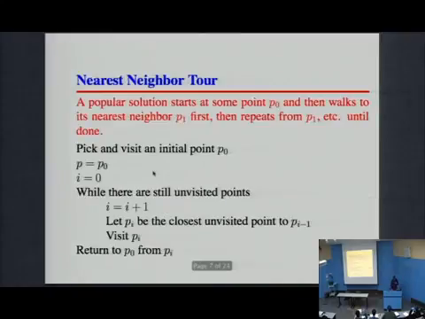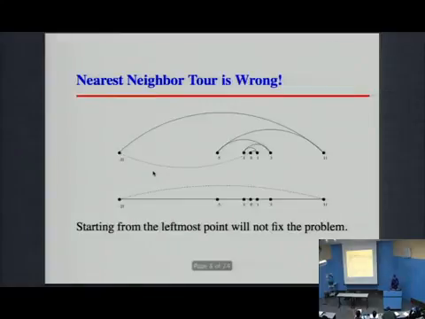Now, these are reasonable algorithms. This is sort of a nice code for it, right? You pick an initial point. While there's an unvisited point, pick the closest one. And then keep repeating until everything's done. So the trouble is, we don't know that this is correct. Okay? In fact, I want to argue with you that this is not correct. Okay?